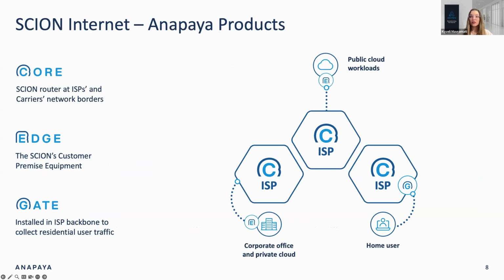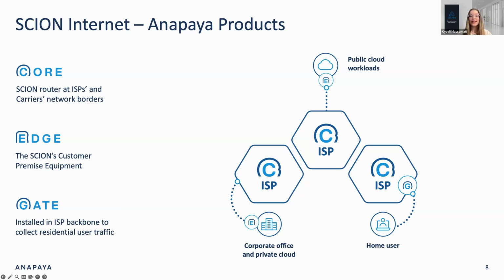Before I move on with the main content of the webinar, I would like to give a brief introduction on the main Anapaya products, because I will be using this terminology throughout the session, and I want to make sure that we're all on the same page. At Anapaya, we have the core, the edge, and the gate products. The core is what enables an internet service provider to offer SCION connectivity to its customers. It is deployed in the backbone of the ISP, and we can see this in the big hexagons with the C icon in the middle here.